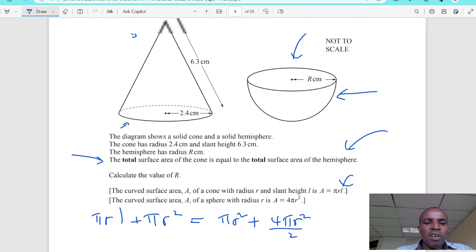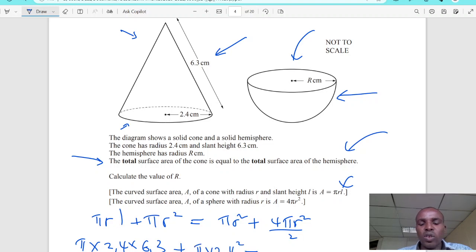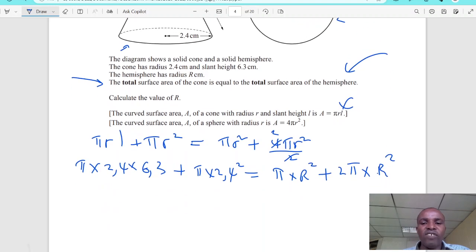Right? Let's substitute. For the cone, pi times the radius of the cone, 2.4, times the slant height, 6.3. This is the slant height. Then plus pi times radius 2.4 squared is equal to pi, the radius of the hemisphere is what? It is r. So it's pi times r squared plus this 2 and 2, it will be 2 pi r squared, like this. Then you have to find the value of r.